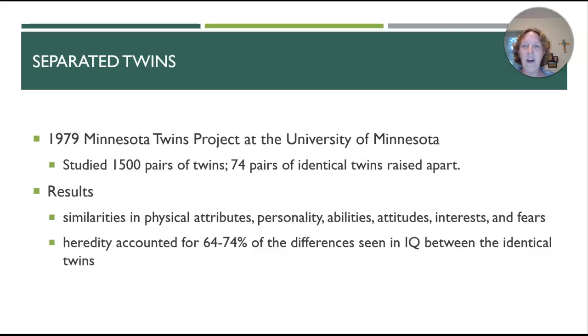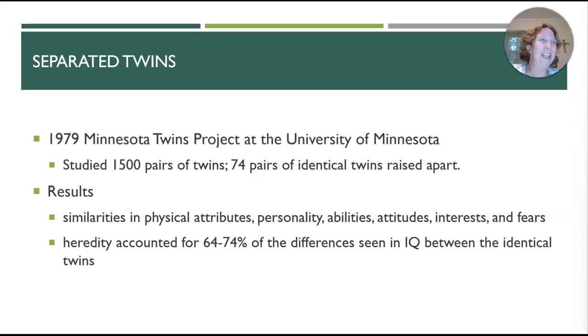And it was determined that heredity accounted for 64 to 74% of the differences seen in IQ between the identical twins. Now we have to ask ourselves, what does that mean? This is a tricky one to understand. So I'm going to use some notes to help me explain this here.